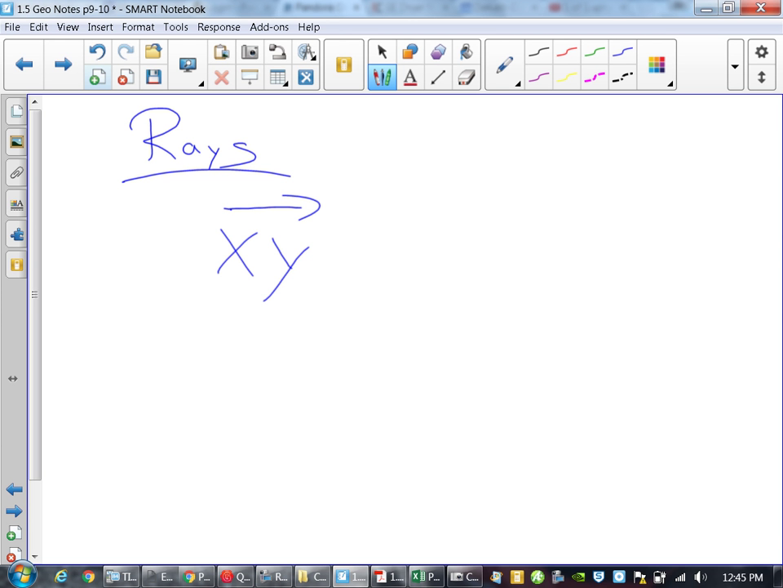X has to be the endpoint. Yeah, X is the endpoint. Now, does it matter if it was written like this? It's still the endpoint. The endpoint is always the one that doesn't have the arrow on it. It just means there's X, and it goes through Y. That's all that meant with rays.